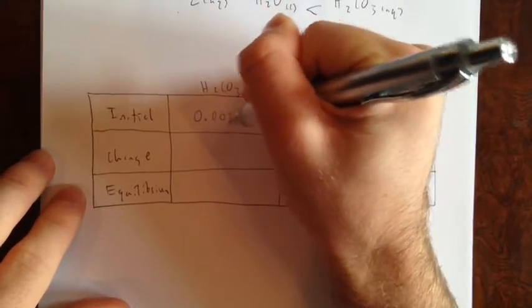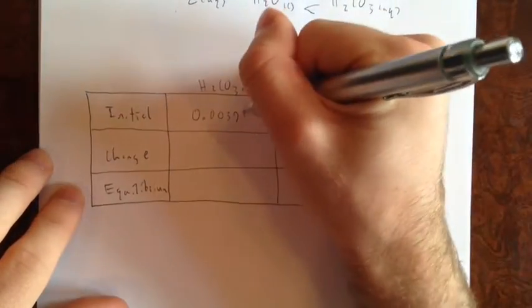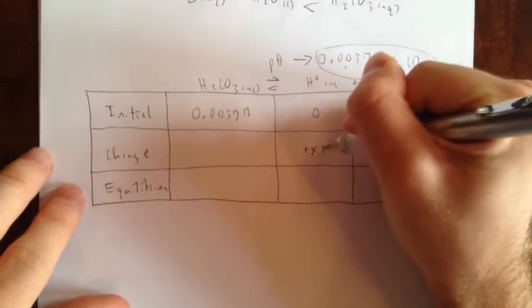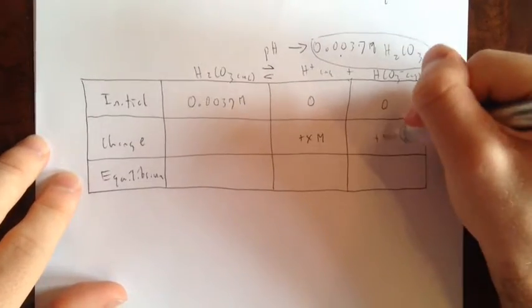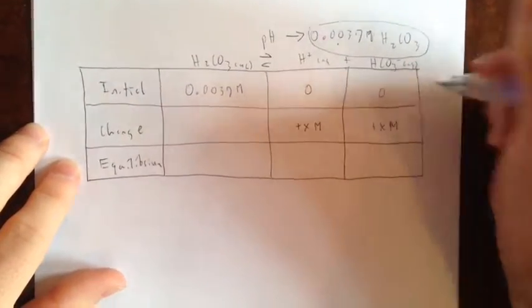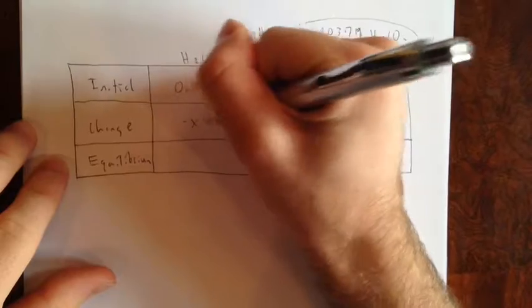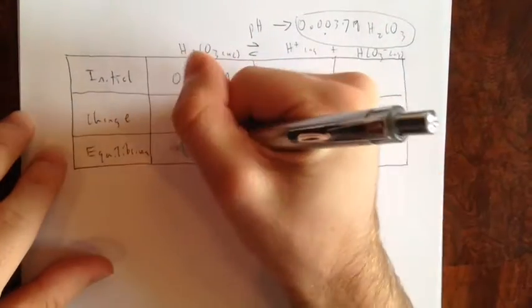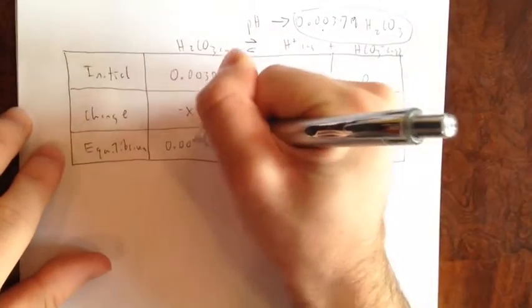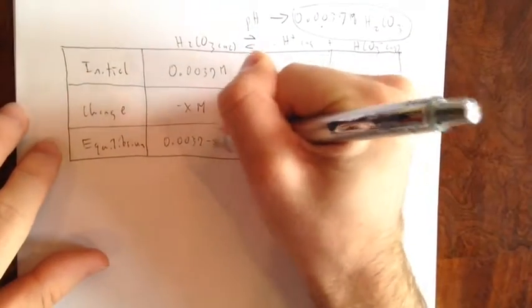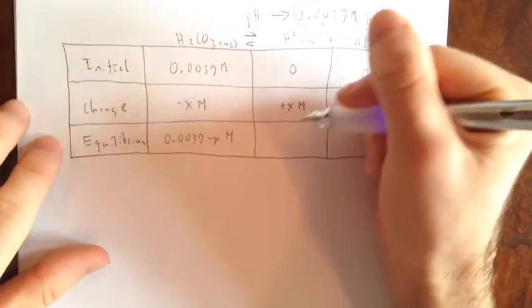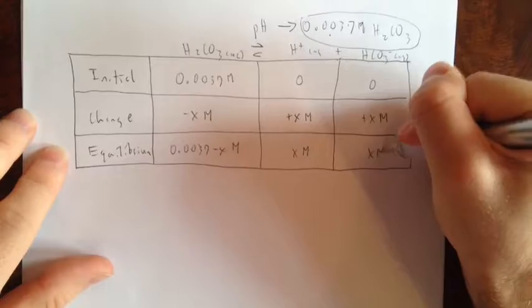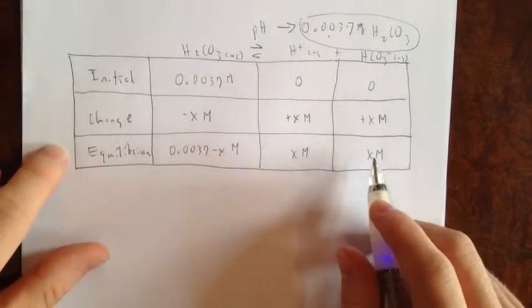We know that the initial concentration of the H2CO3 is 0.0037 molar. The H plus and HCO3 minus ions change by X, and the carbonic acid is subtracted X. The equilibrium concentrations then are 0.0037 minus X for the carbonic acid, and X for the hydrogen ion and the bicarbonate ion.